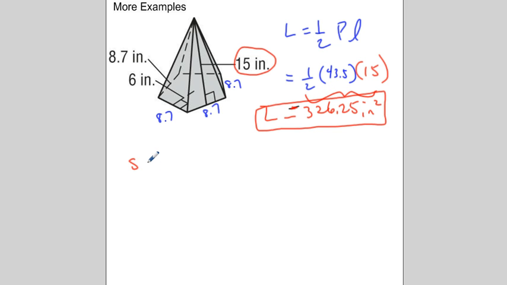Now we're going to do surface area. Surface area is a little bit harder in this case. Still lateral, all the sides, plus the base, all the surfaces. You know the lateral is 326.25, what we just calculated up here. Now you have to find the area of a base, the area of a pentagon. Now here's the problem. I never told you the area of a pentagon or how you figure it out. So we're going to discuss that real quick.